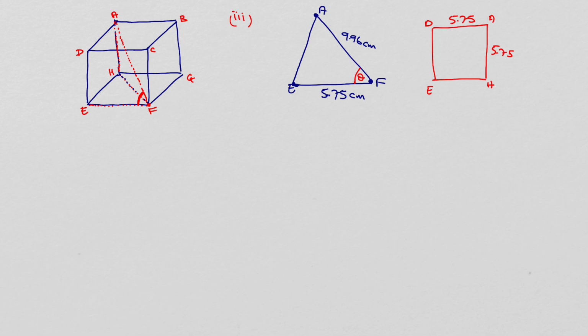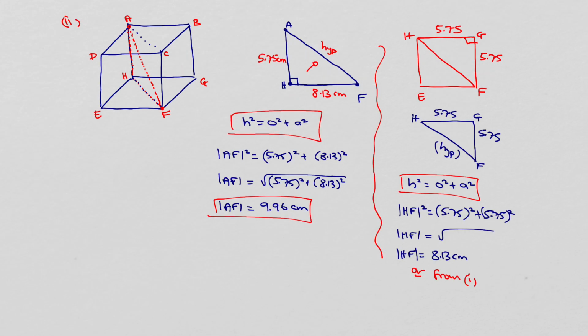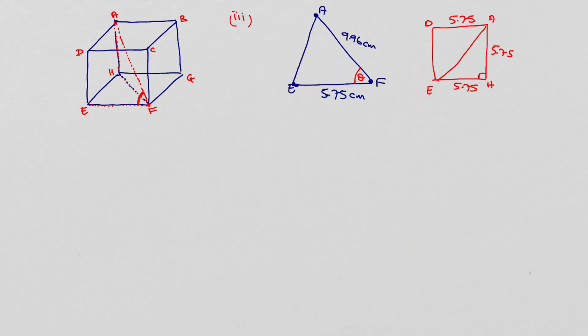if I connect, well, it's just the same triangle again and again and again in this question because it is a cube. So 5.75, 5.75, and we know the hypotenuse again is just going to be 8.13. So I don't need to calculate it again. So therefore, A to E is 8.13 centimetres. I have 3 sides in a triangle. It's not right angle. I'm looking for the side opposite 8.13. So therefore, again, it must be the cosine rule.